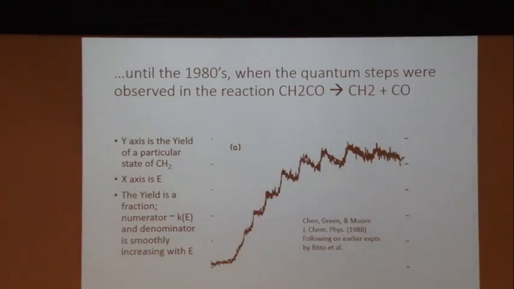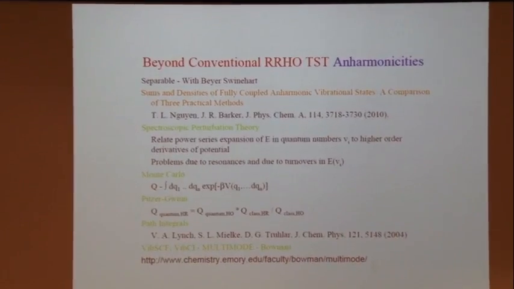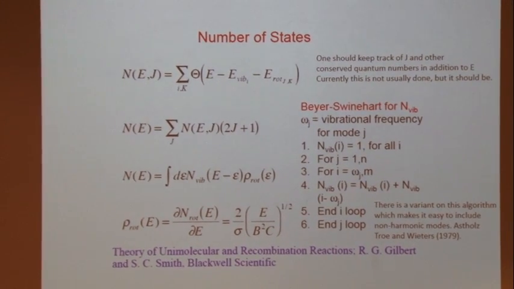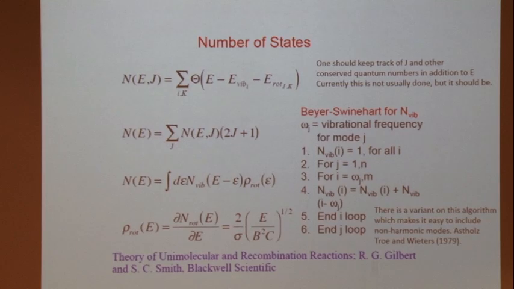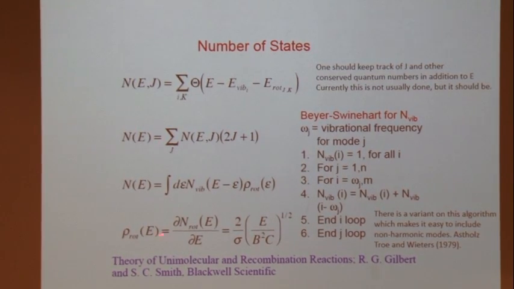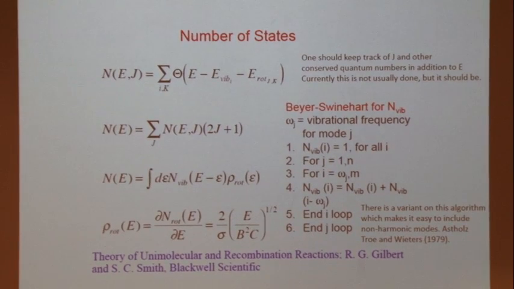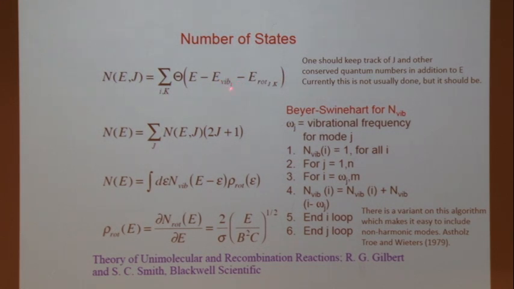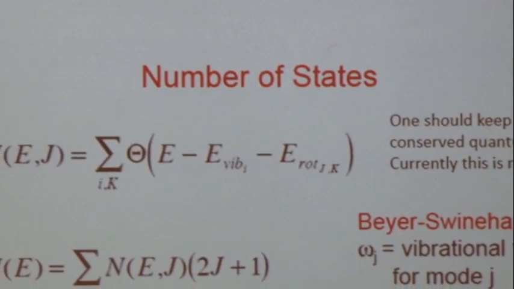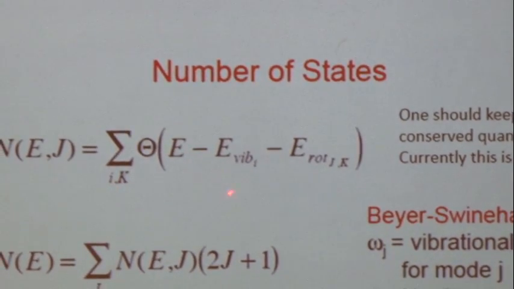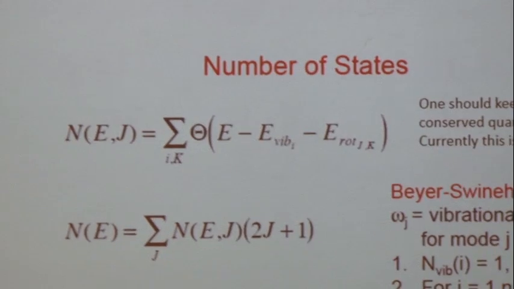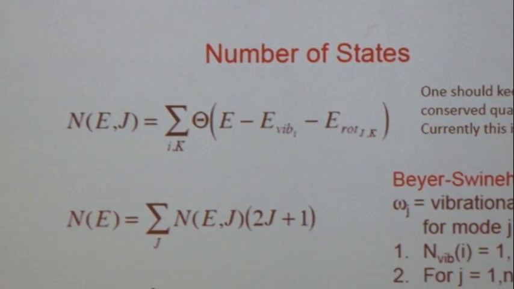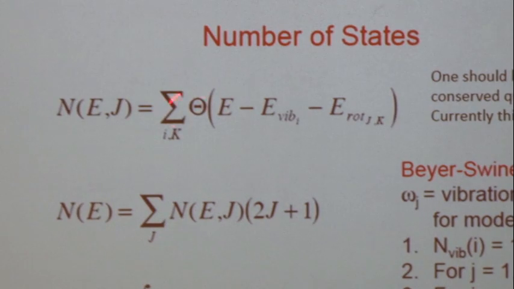Now, let's talk about this for a second. So to compute the microcanonical K of E, I need to know these N of E's and the rho of E's, and here's the formulas for them. And this thing here can be kind of a problem because there's a lot of vibrational states. So this is quite a huge sum, actually. You have to sum over every vibrational frequency. And so if you have a big molecule, it might have 50 vibrational frequencies. And so this is like 50 nested summations.